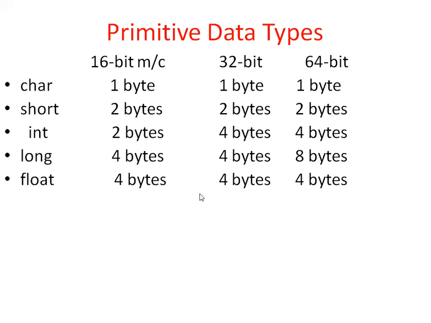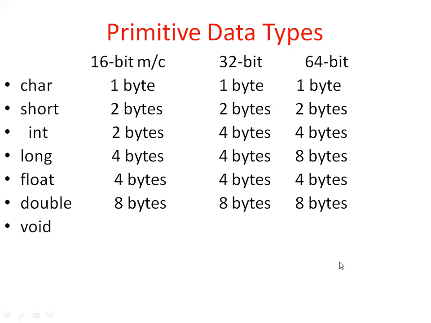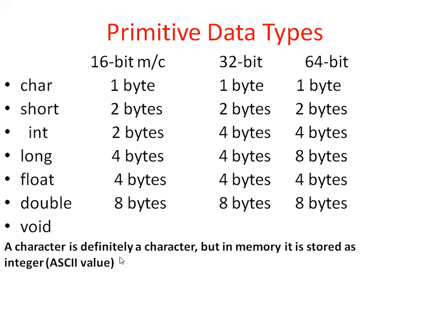Similarly, float is 4 bytes on any machine, and double on any machine is 8 bytes. Please remember. Void means nothing. A character is defined as a character, but in memory it is stored as an integer.